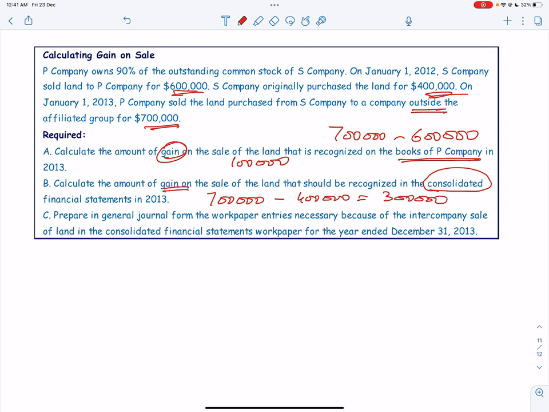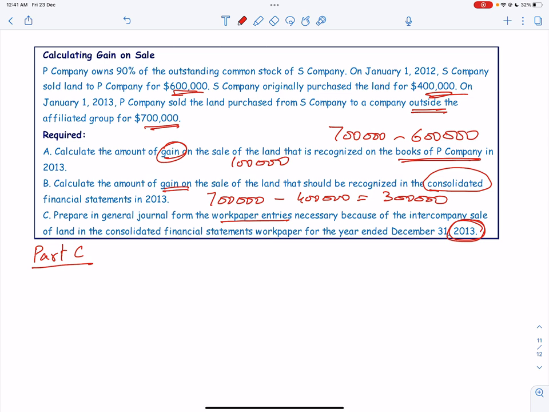Then prepare in general journal form the work paper entries necessary because of the intercompany sale of land in the consolidated financial statement work paper for the year 2013. So again, if it is for the year 2013, there will be a non-controlling interest, and there will be no gain on sale of land in the year 2013, and that will be substituted by a beginning retained earning for the parent company. So let us have it here, part C.